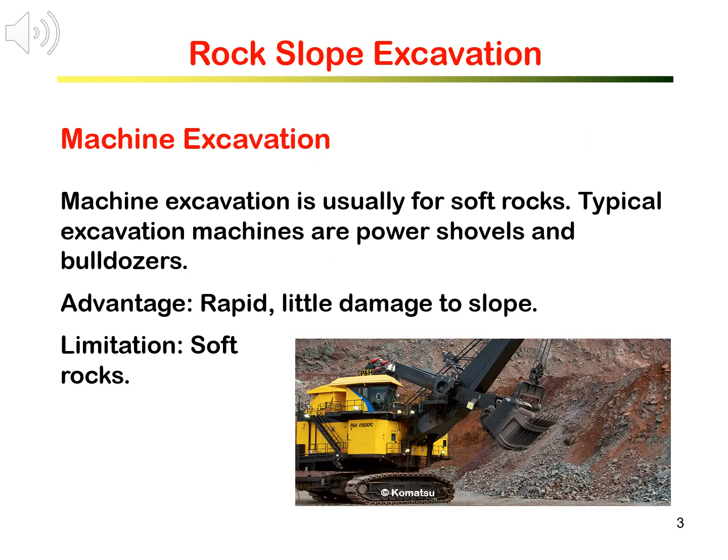Machine excavation is using excavators and excavation equipment to excavate and dig the ground. Typical excavation machines are power shovels and bulldozers. Excavation by machines is usually for soils and soft rocks that can be excavated by those machines. Machine excavation is effective in soft ground.